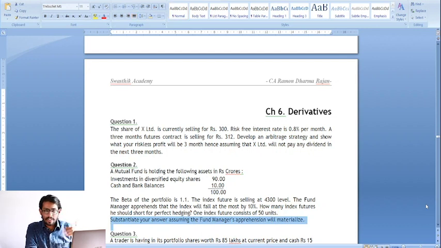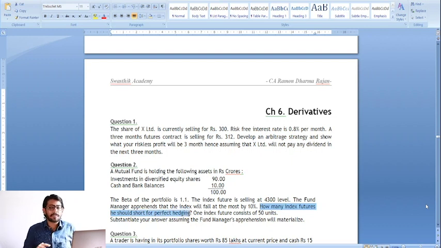Okay, so I've read the question. Let me focus on the word required. What is the word required here? How many index futures should he short for perfect hedging? First of all, in the future market, are you going short or are you going long? Let us try that out very quickly.